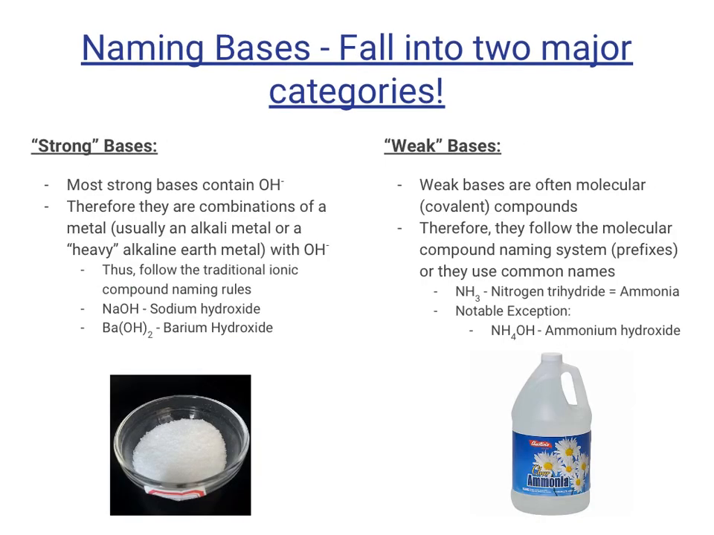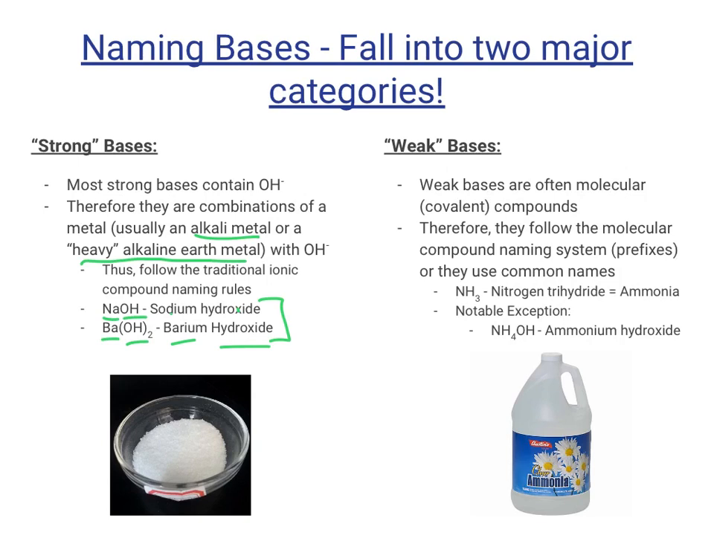Naming bases kind of follows along, and it's not perfect, and this is not a perfect delineation here, okay? So I'm not saying that this is always how it is, but most of our strong bases are going to be bases that contain hydroxide, and as such, they are going to be an alkali metal or usually what we refer to as a heavy alkaline earth metal with hydroxide. Therefore, they're ionic compounds. Metal plus hydroxide, which is an ion, so we just name them as ionic compounds. We name the first element, and then we name the second ion. So sodium hydroxide, barium hydroxide.